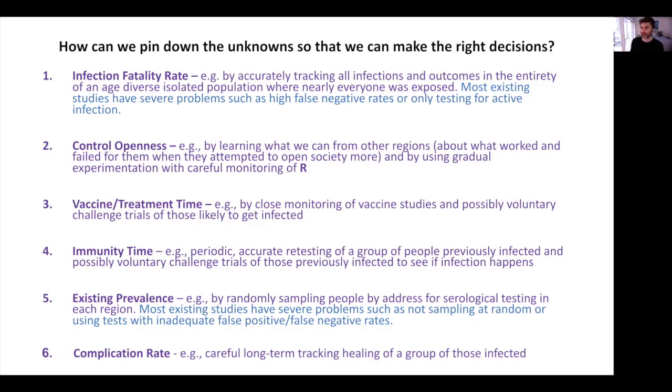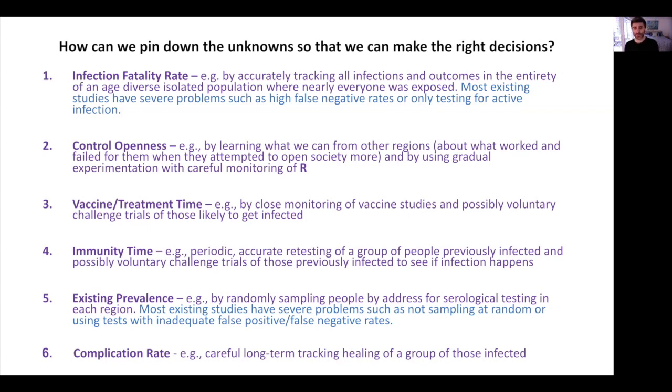good decisions. And so just to get some ideas of how this could be done, so the infection fatality rate, well, if we were going to really accurately track all infections and the outcomes in the entirety of some age-diverse population where nearly everyone has been exposed, this could enable us to actually get a much more accurate measurement of the infection fatality rate. And unfortunately, most existing studies have had really severe problems. Like they've had really high false negative rates on the test being used, or they're only testing for active infection, or they're not doing careful follow-up with everyone in the population. So it's really hard to measure.